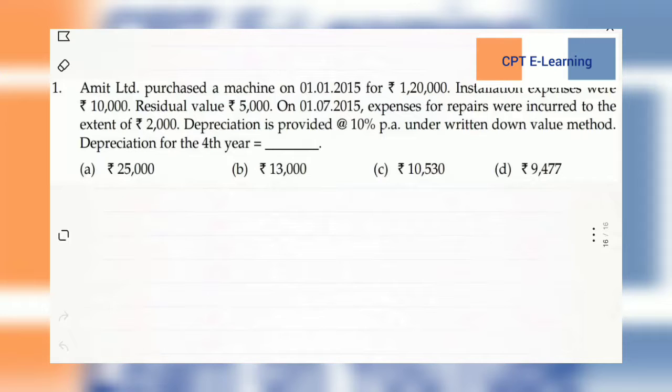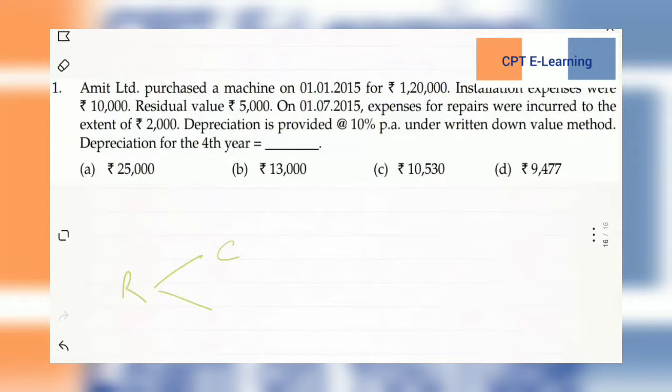Not totally, but we do have to consider 5 years, but not 5,000 rupees, as the salvage value is there, and this sum belongs to WDV, and as the percentage is given to us, we do not need to look at the salvage value. On 1/7/2008, expenses for repairs were incurred to the extent of 2,000. Depreciation is provided at 10% per annum under written down value method. The depreciation for the 4th year is, again, repairs is given to us, and we know where this is going.